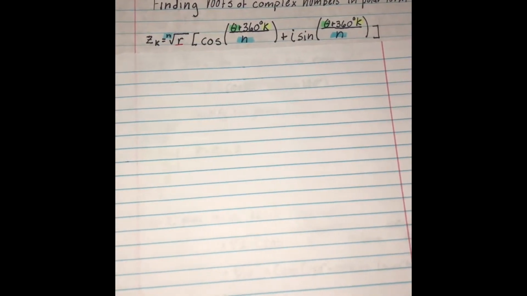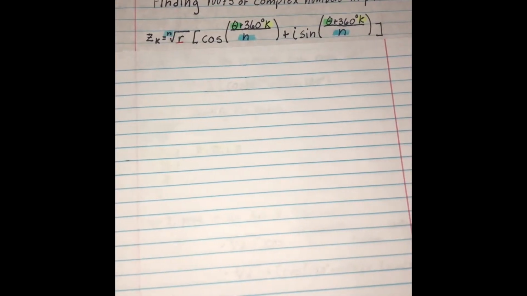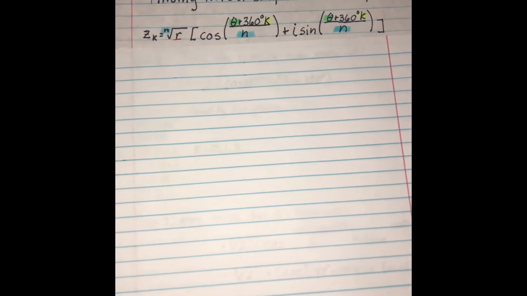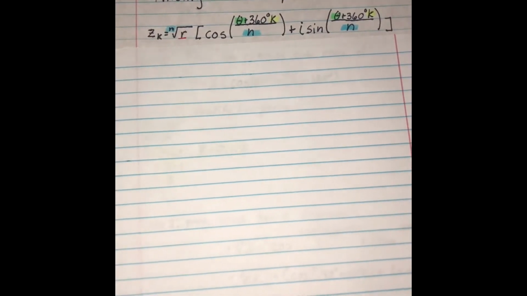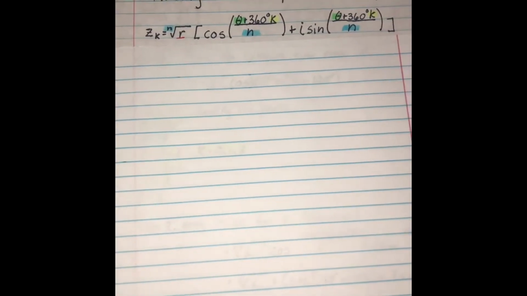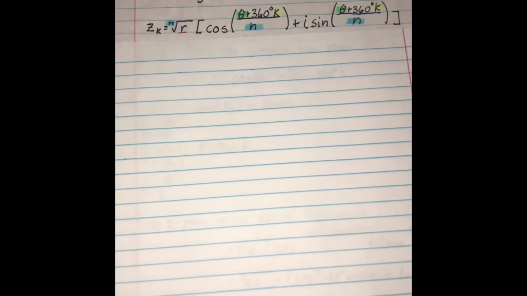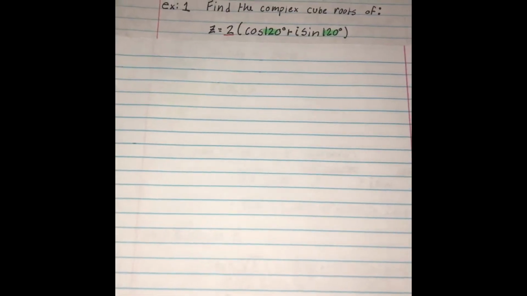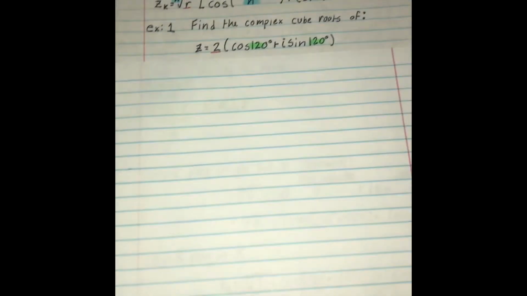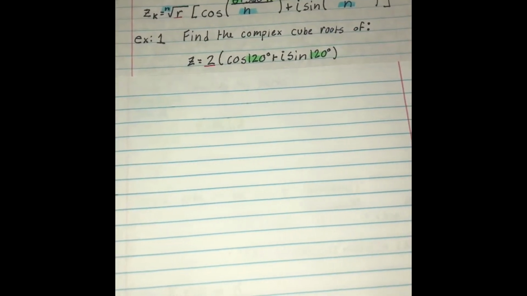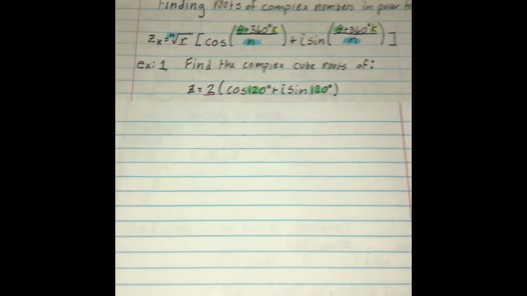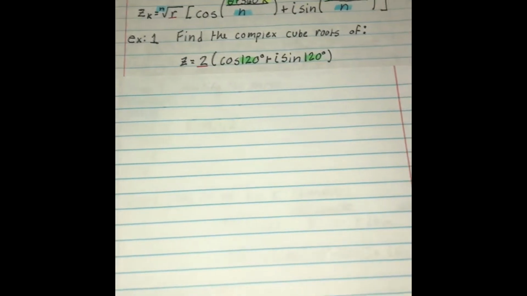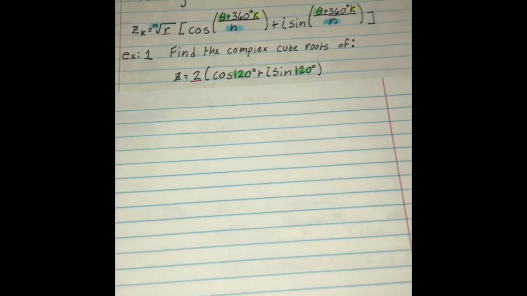So to start off, we have the formula, which will be z sub k equals the nth root of r times the cosine of theta plus 360 times k over n plus i sine of theta plus 360 times k over n. For our first example, we have z equals 2 of cosine of 120 degrees plus i sine of 120 degrees. Also, for this formula there are actually two versions. Since I'm doing this one in degrees, I use 360, but if we were using radians, then it would be 2 pi.